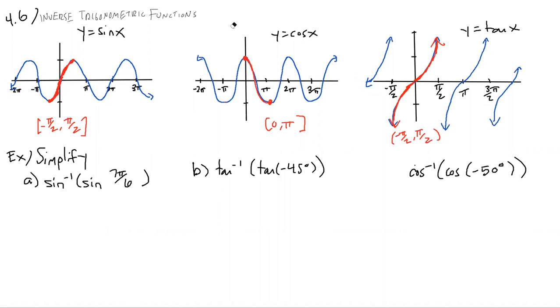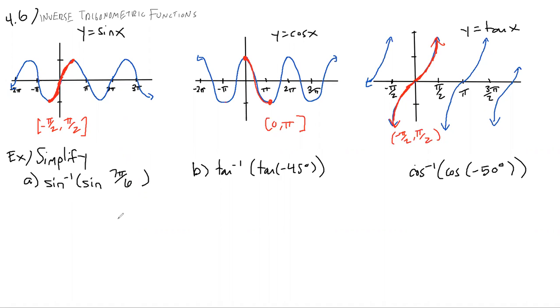So for the first one, we have sine to the -1 of some sine ratio. Your first instinct is probably that you want to just cancel these things and have 7 pi over 6. The problem is 7 pi over 6 is not in that output region for our sine function. So this one's not going to work. We can't cancel that out. Our outputs for sine to the -1 have to be in there.